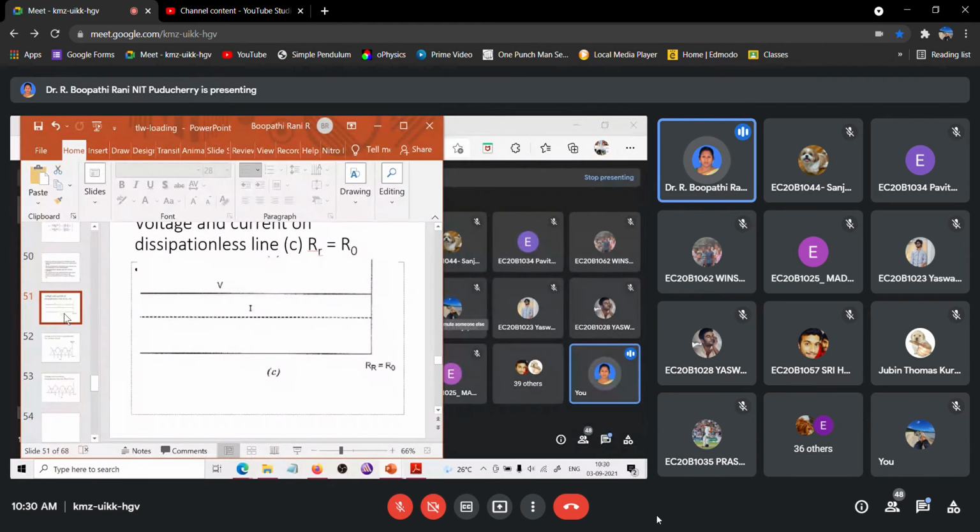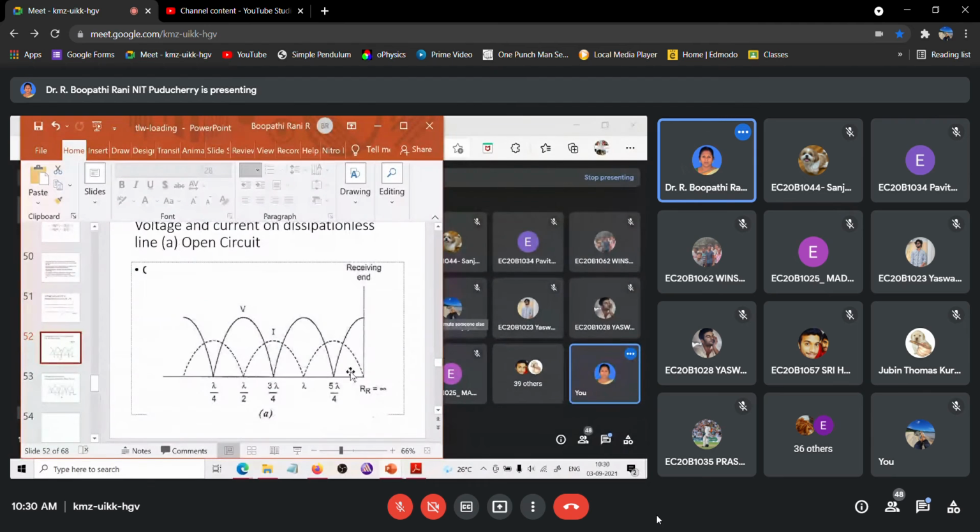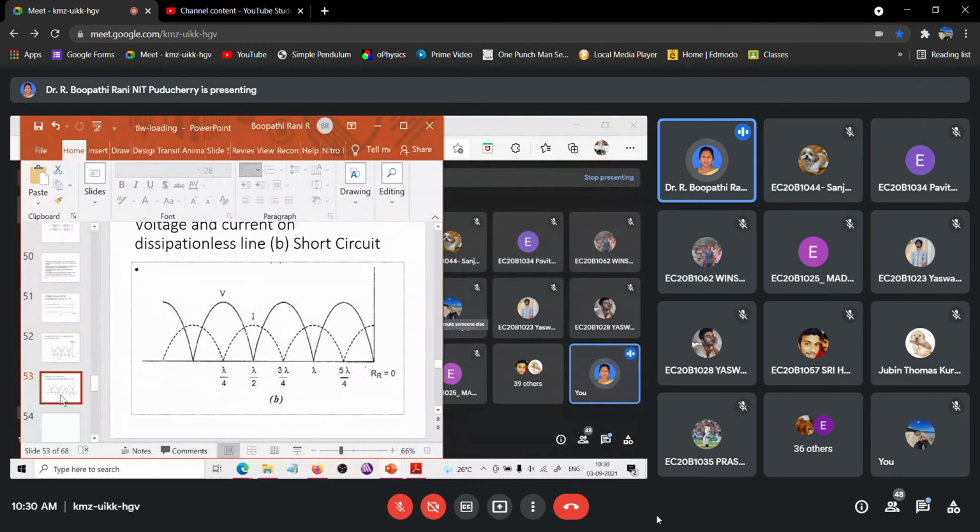And how the voltage and the current will be on the matched line, in the open circuited line, and in the short circuited line also we have seen. Any doubt?